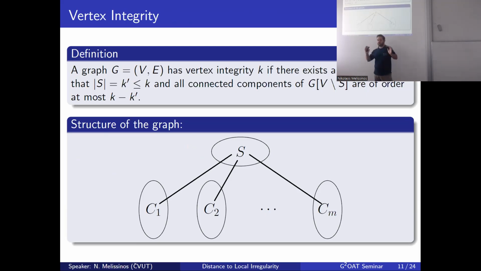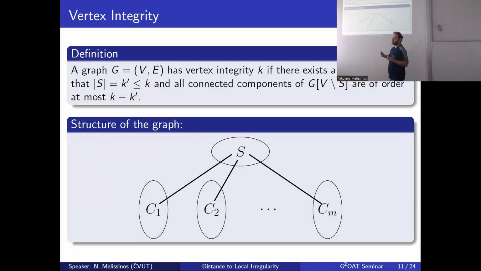And the definition of vertex integrity, for those that are not familiar with it: the idea is that you have a small set of vertices that you can delete from your graph, and then all the connected components also have a really small number of vertices. Formally it's there, but that's the big idea. You have a small number of vertices, delete them, and then all the components are small.